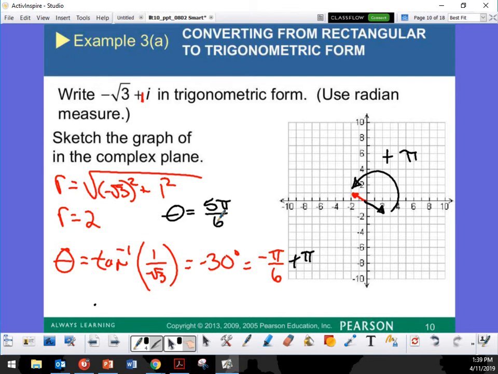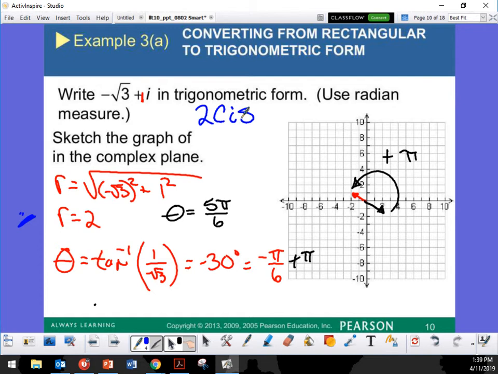All right, we're almost there. I have to have my answer in CIS. So how would I write my answer? I'll do blue here. What's the R? 2. CIS. And what is my angle? 30 degrees. No, 5 pi over 6.